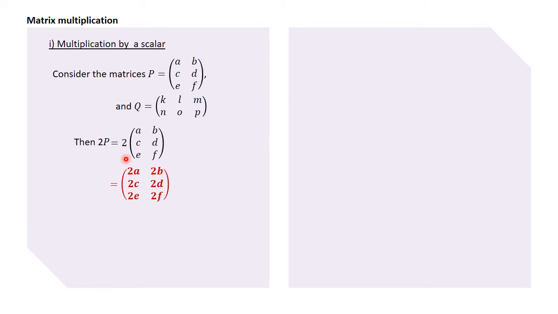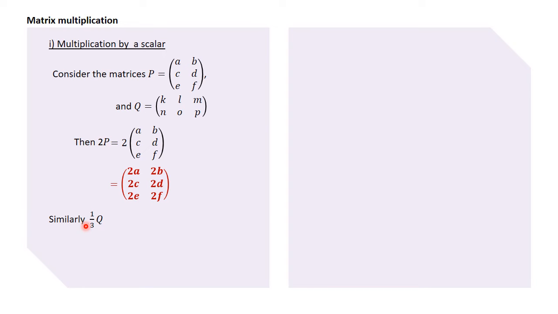And therefore, it should look like this. It should be just 2A, 2B, 2C, 2D, 2E, and 2F. And I think that is simple. Multiplying a matrix by a scalar is simply multiplying every element of the particular matrix with a given scalar.